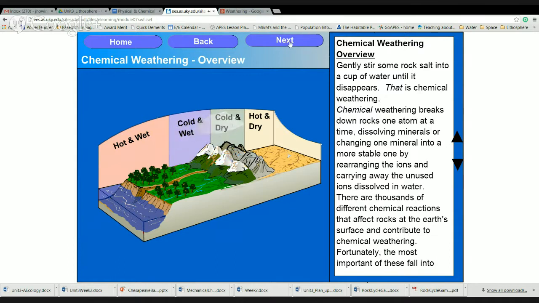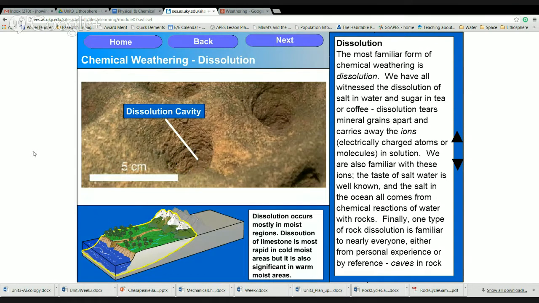So we only have 3 kinds of chemical weathering. The first one is dissolution. This is when minerals in the rock dissolve into solution when it comes in contact with water, just like salt dissolves into its ions when you put it in water. So this is how the salt got into salt water. This creates caves by dissolving limestone. You can see how these little cavities were formed in this rock because the minerals dissolved when the water came in contact with it. This is going to happen mostly in moist regions because you obviously have to have water to have dissolution.